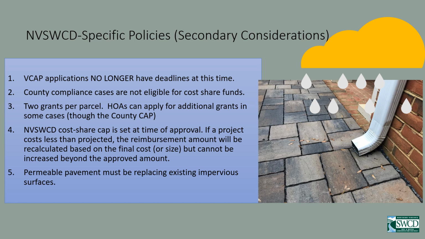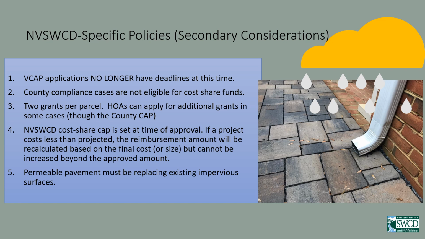All right, on to some specific policies in Northern Virginia. This is kind of like that phone recording you hear: listen carefully because our options have recently changed. So number one, a lot of people have asked about this. We no longer have deadlines in our jurisdiction at this time. That means we can accept site visit requests and applications year-round. We hope to be able to continue that indefinitely, but it will be based on capacity and the quantity of interest we have in the program.